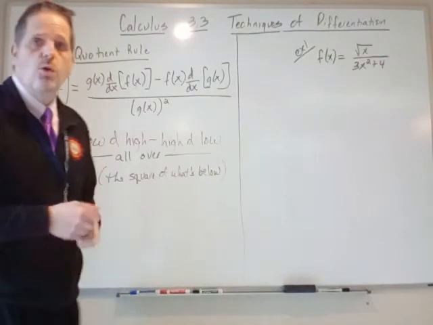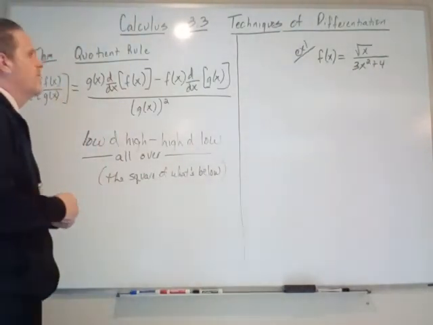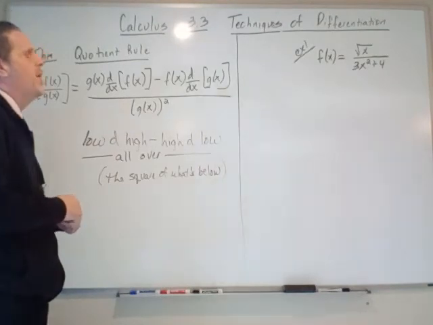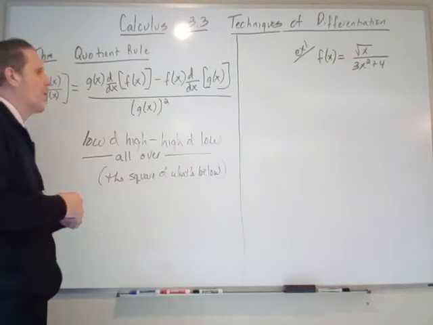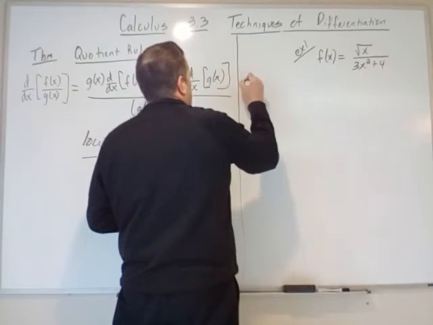All right, let's put this quotient rule into action. Okay, so I've got an example over here. F of x equals the square root of x divided by 3x squared plus 4. Okay, let's apply the quotient rule.